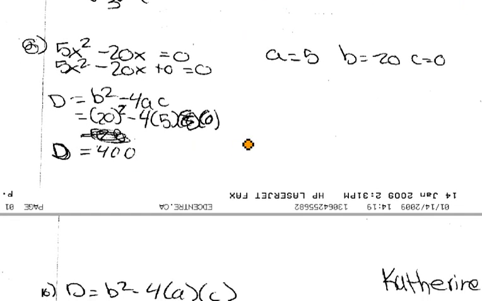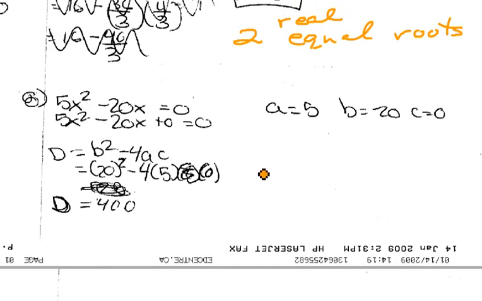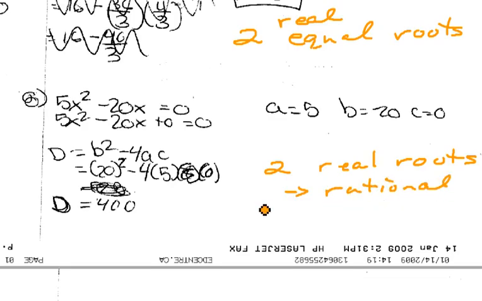The square root of 400, again we're working with a positive number. So again we have two real roots. Now these two roots will also be rational. Rational means we're going to get rid of the square root sign, because the square root of 400 is 20. So that's why they're rational.